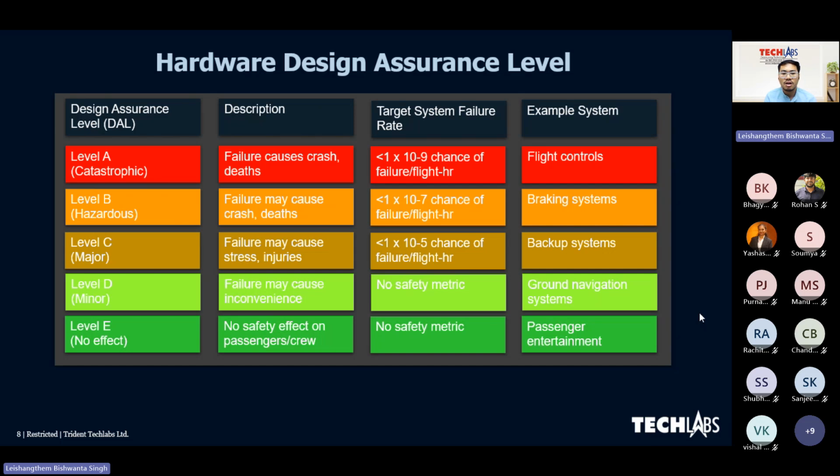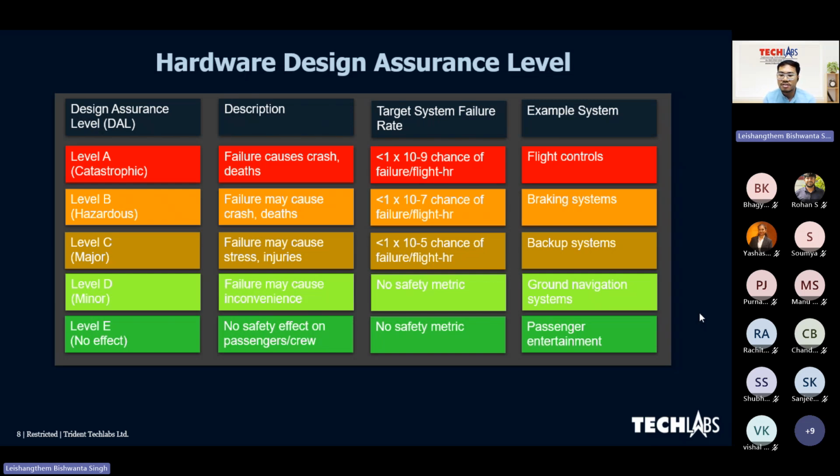So I have other columns which describe each of these DAL levels, and I have the target system failure rate also. This target system failure rate data is kind of old, so I've taken it from some research by avionics organizations all over the world. Then we have some simple example systems also.